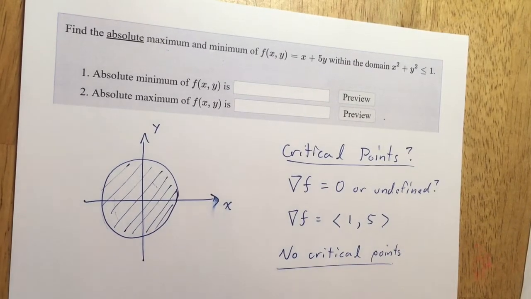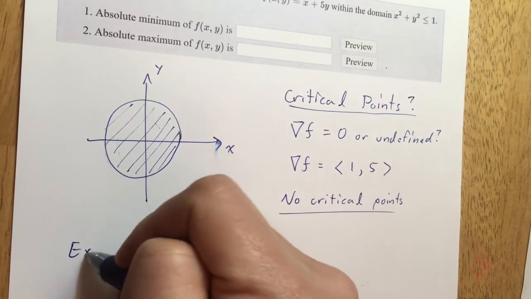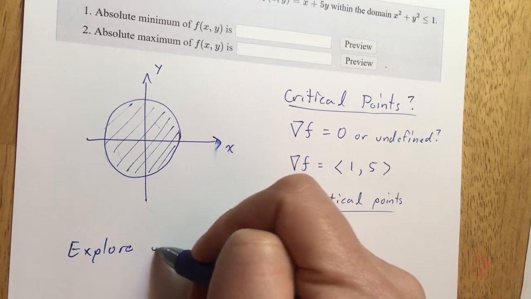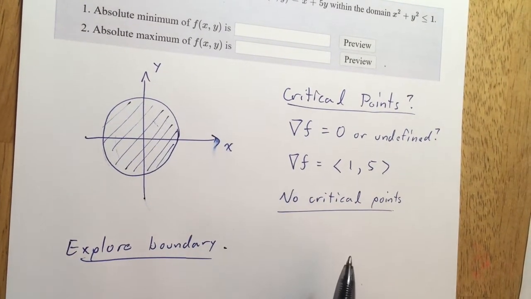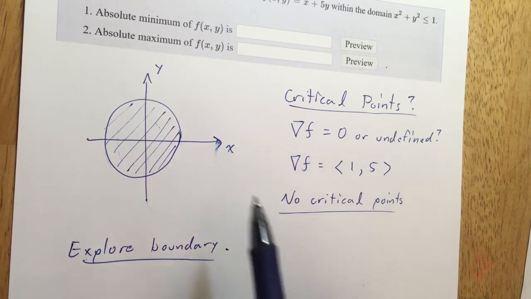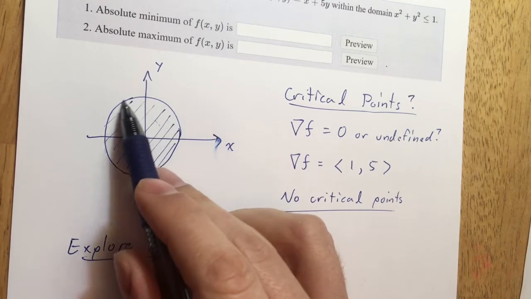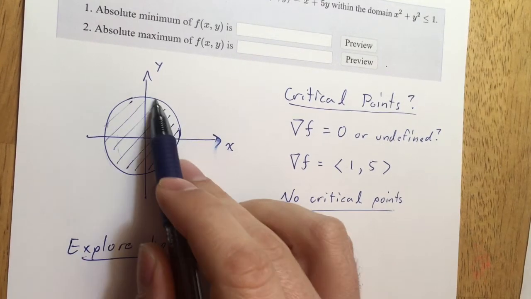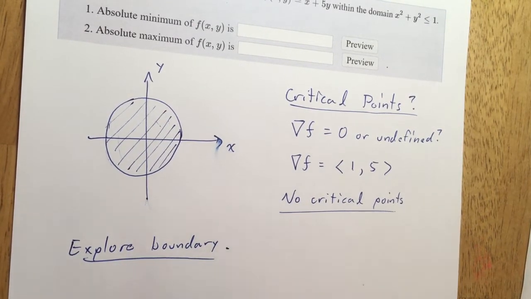So don't worry about finding critical points in the interior. Now we have to explore the boundary of our domain. There's a couple ways to do this. One way is to express y in terms of x, writing y as a function of x for the top half of the circle and then the bottom half of the circle. But I think a more clever way, which works a little bit nicer, is to parameterize the boundary.